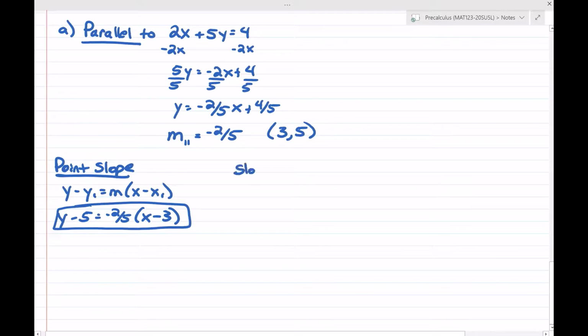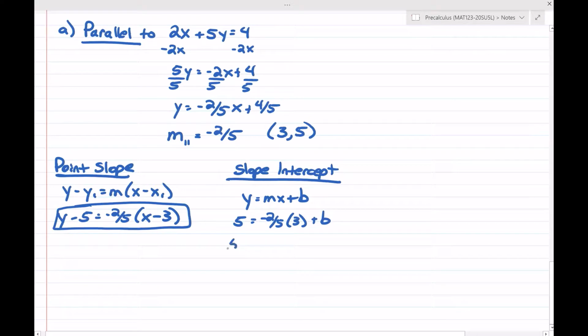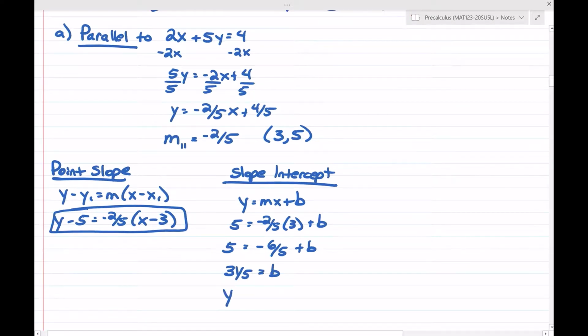For slope-intercept, we could solve for b if you want, or we could just rearrange point slope, whatever you want to do. Generally, people solve for b. So we would get the y value of our point is equal to our slope times 3 plus b. So 5 would equal negative 6/5 plus b. 5 is the same thing as 25/5. So 25/5 plus 6/5 is 31/5. So now we would get the equation y is equal to negative 2/5 x plus 31/5.